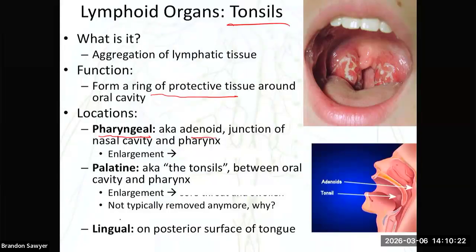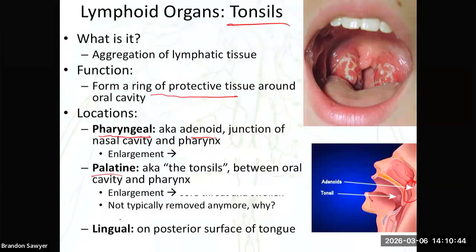Adenoids are at the junction of our nasal cavity and our pharynx, right? So they're right here, in the back of our nasal cavity. And when somebody gets an infection, they can get swollen, and then that makes it hard to breathe through your nose. We also have the palatine tonsils, which are the ones that everybody knows of as the tonsils.